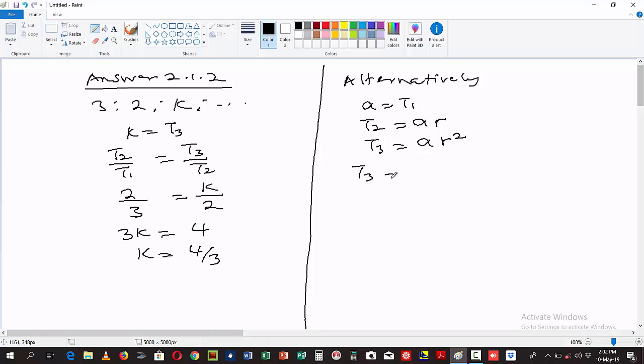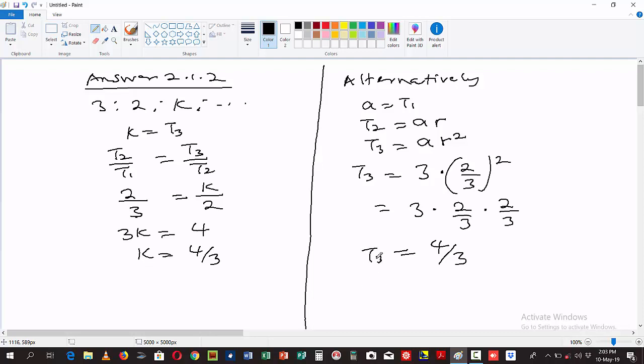Therefore, T3 is going to give us our A, which is 3, multiplied by the common ratio as calculated. We have 2 over 3 squared. Now, this one is the same thing as 3 multiplied by 2 over 3 multiplied by 2 over 3. This 3, we cancel with this 3. Now, therefore, we are going to have 2 multiplied by 2, which is 4 over 3, which is our T3.